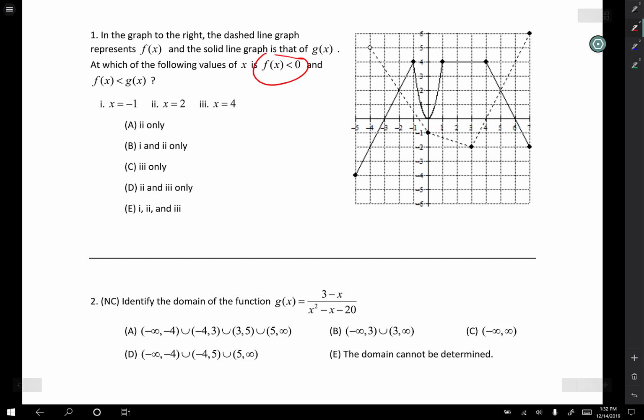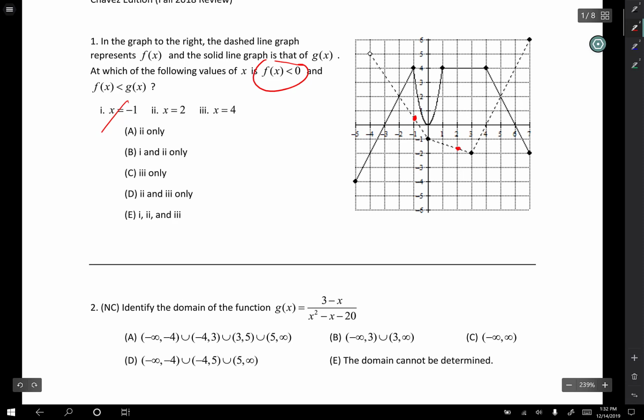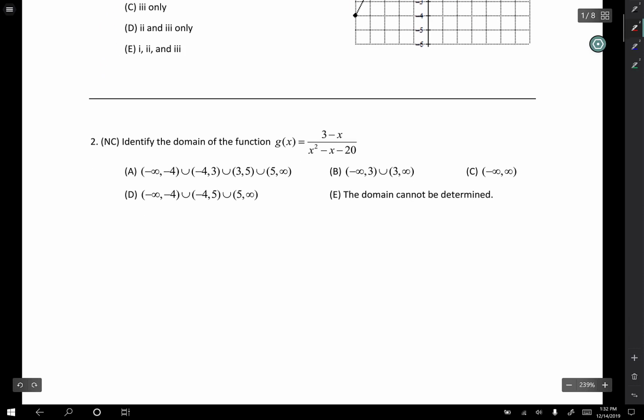X equals -1. So I go to -1, and I'm looking at this coordinate there for the dashed line, and I can see that that's not negative. So that one's out because I need f of x to be negative. At 2, yes, f of x is negative, and g of x is larger than f of x, so that one works. And at 4, it looks like f of x is right on the x-axis, so that does not qualify as being negative. So it just looks like Roman numeral number 2. And that's it, guys.